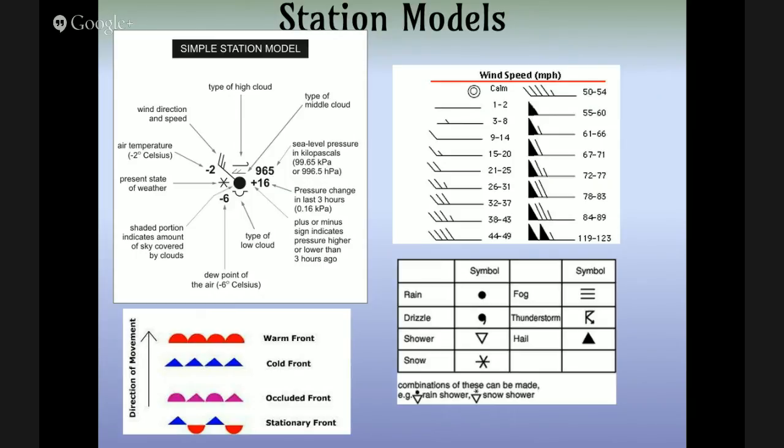I'm going to skip type of low clouds. A plus or minus sign indicates pressure higher or lower than 3 hours ago. That plus sign or negative sign is really important because it shows what's happening to the pressure. Is the pressure dropping or is it rising? Remember, high pressure means clear skies. So if the pressure is rising, it may mean that the storm is passing. And it also shows the pressure change. So it has increased over the last 3 hours.